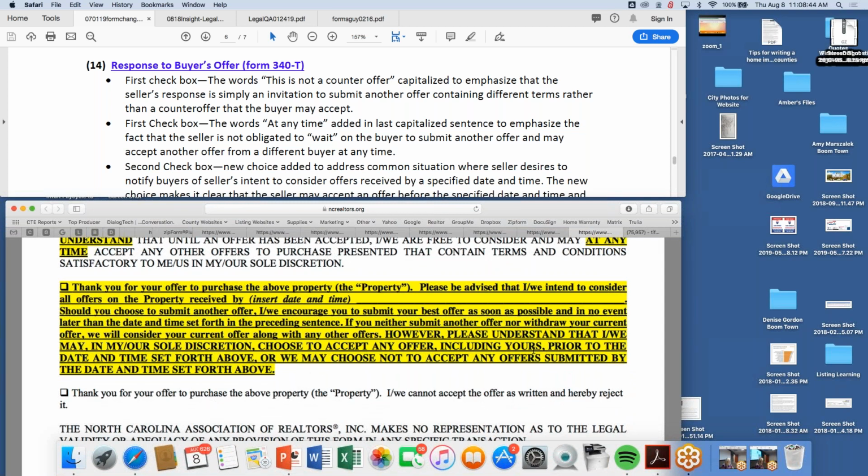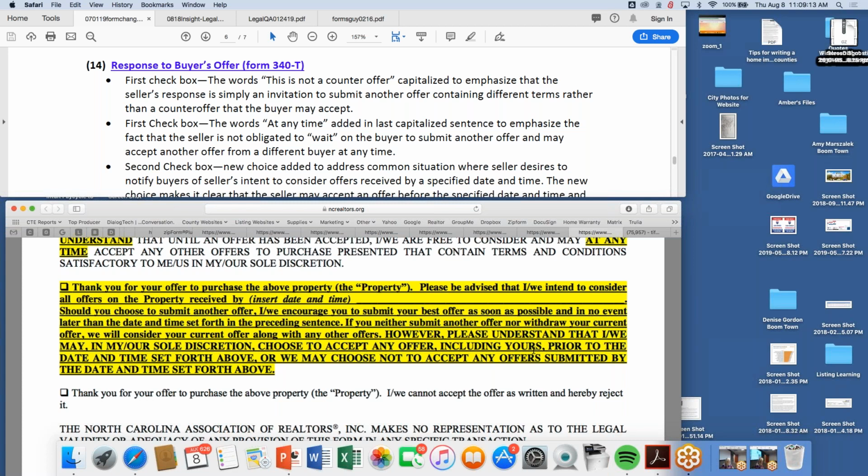But then we have a whole new section here that is added. And this section says, thank you very much for your offer to purchase the above property. Please be advised that we intend to consider all offers on property received by date and time. So if you have multiple offers, this would be a way to communicate that you do plan on considering things at a certain date and time. Well, a lot of times when you say you're going to consider something by a date and time, everyone thinks you're waiting for them to make a decision.